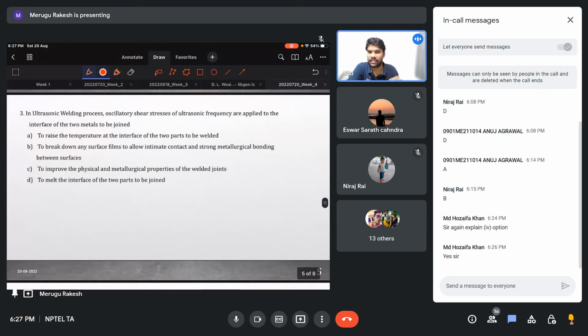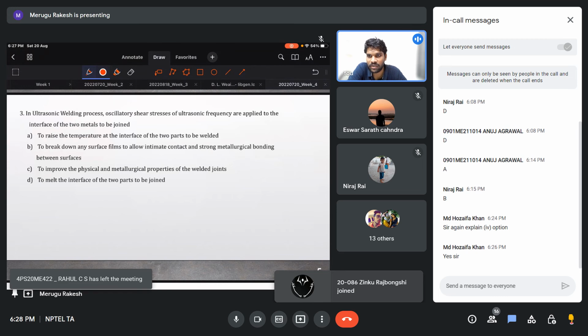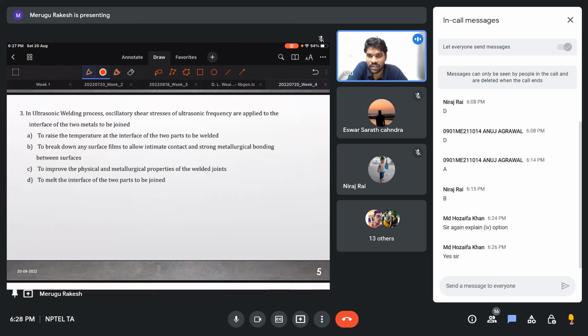Each question is testing some different aspect of welding. You can answer only if you know most of the things. This is completely related to the ultrasonic welding process. In ultrasonic welding, oscillating shear stresses of ultrasonic frequency are applied to the interface of the two metals to be joined. Why is it being applied? The first option is to raise the temperature at the interface of the two parts to be welded. Second option is to break down any surface films to allow intimate contact and strong metallurgical bonding between surfaces. Option C is to improve the physical and metallurgical properties of the welded joints. And option D is to melt the interface of the two parts to be joined. I want to remind you, ultrasonic welding is not a fusion process. We generally categorize this as solid state welding, in which there is no liquid phase. Keeping that in mind, you can answer this easily.